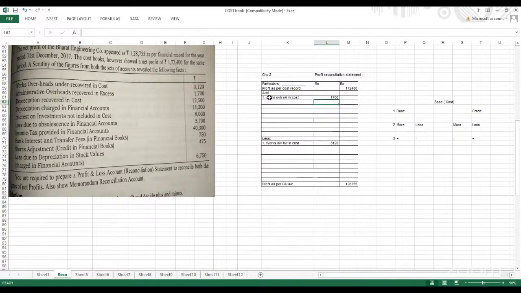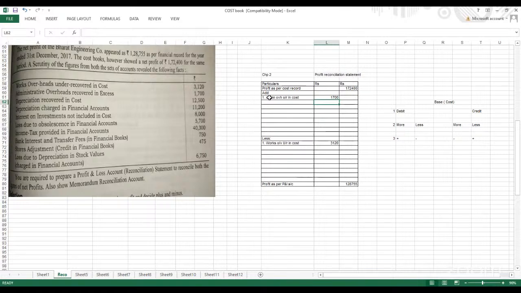Third, depreciation recovered in cost is 1200 and depreciation in financial. See, both the values they have given. Now we have to compare. Other items they have already compared and given the net amount. Here both the values as per cost and as per financial are given to us. Now we have to decide. Step one is tell me whether it is debit or a credit item. Depreciation means a debit item. Expense, isn't it? So debit item.